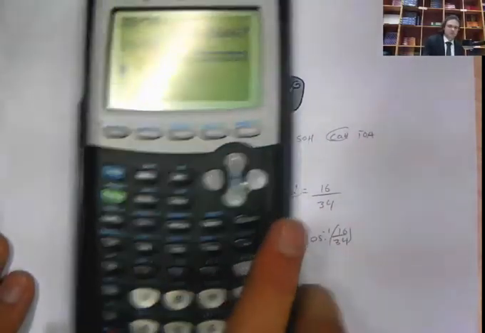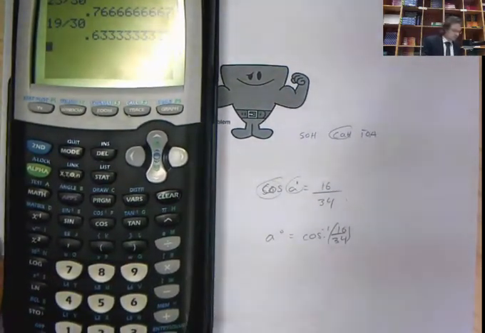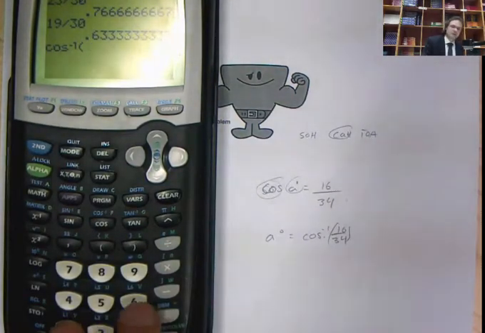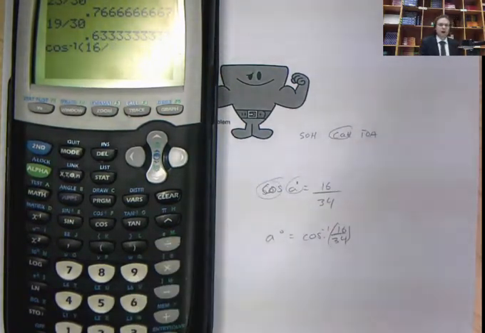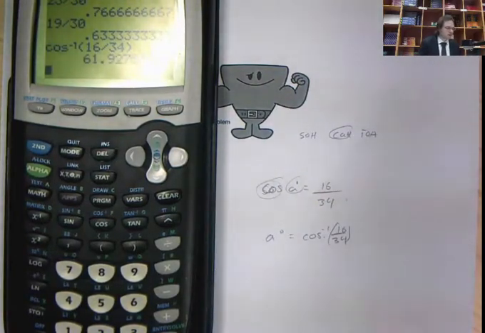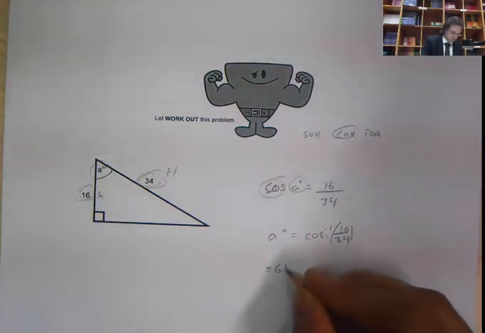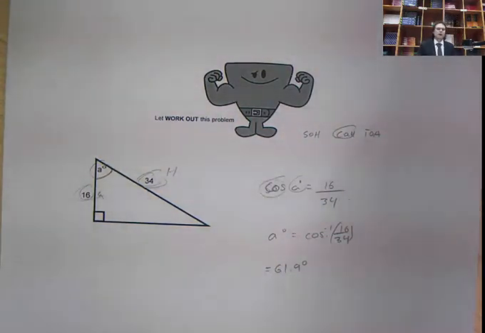So I'm going to do that on my calculator, and I'll show you how to do this. I'm going to punch second, and then I'm going to hit cosine. And that's my inverse. Okay? And I'm going to type in 16, and we're going to divide that by 34. And I close my bracket, I hit enter. That's going to give me 61.9 degrees. So I know angle A is equal to 61.9 degrees, and that's it.